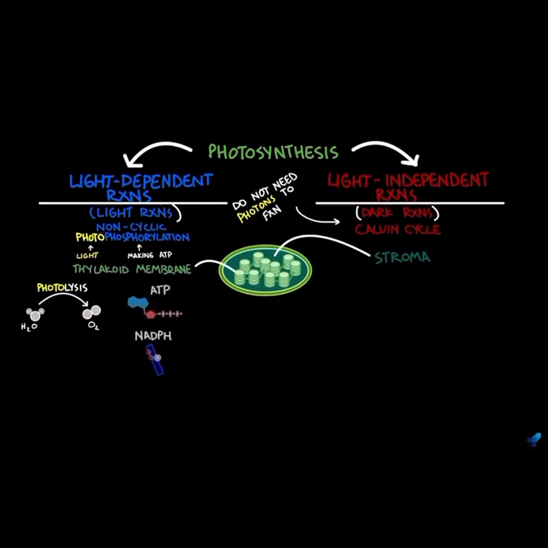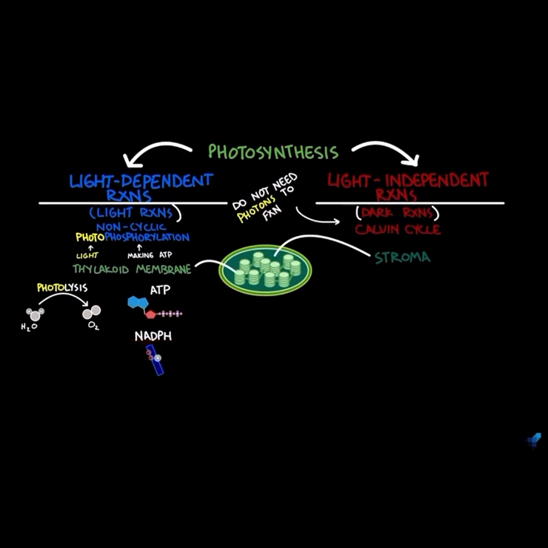Now, light reactions produce ATP and NADPH. That's its main function. That's why a plant undergoes the light reactions. It's to make ATP and NADPH. Hopefully you remember about NADPH from the cellular respiration videos.